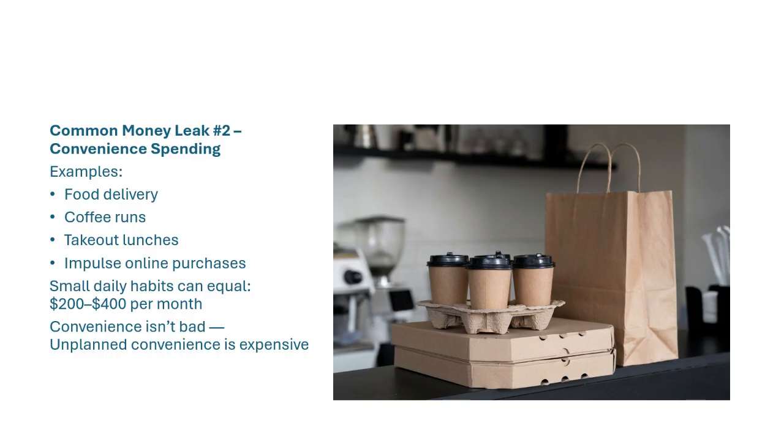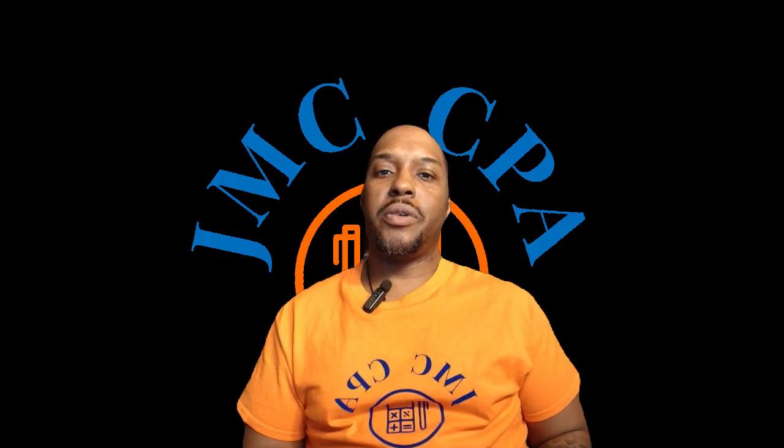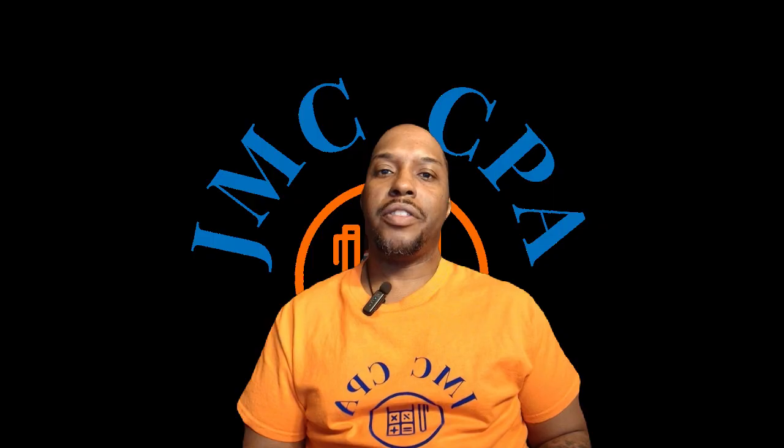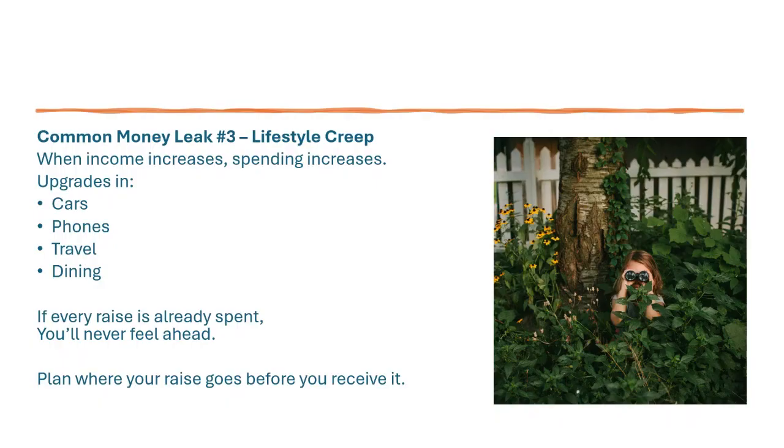Set monthly convenient budgets. Small adjustments create long term impact. This next one is a silent killer of wealth. As your income increases, your spending quietly rides with it.